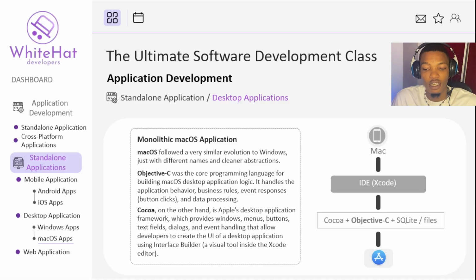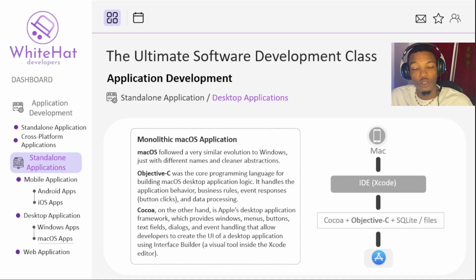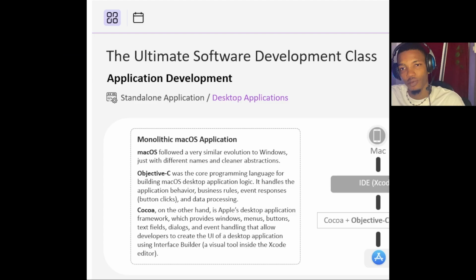Cocoa, on the other hand, is Apple's desktop application development framework, which provides windows, menus, buttons, text fields, dialogues, and event handling that allow developers to create the UI of desktop applications using Interface Builder, which is a visual tool inside the Xcode editor. So macOS applications were built using Objective-C for application logic, Cocoa for the user interface and system services, and Core Data or SQLite for data storage, all packaged as a standalone desktop application.